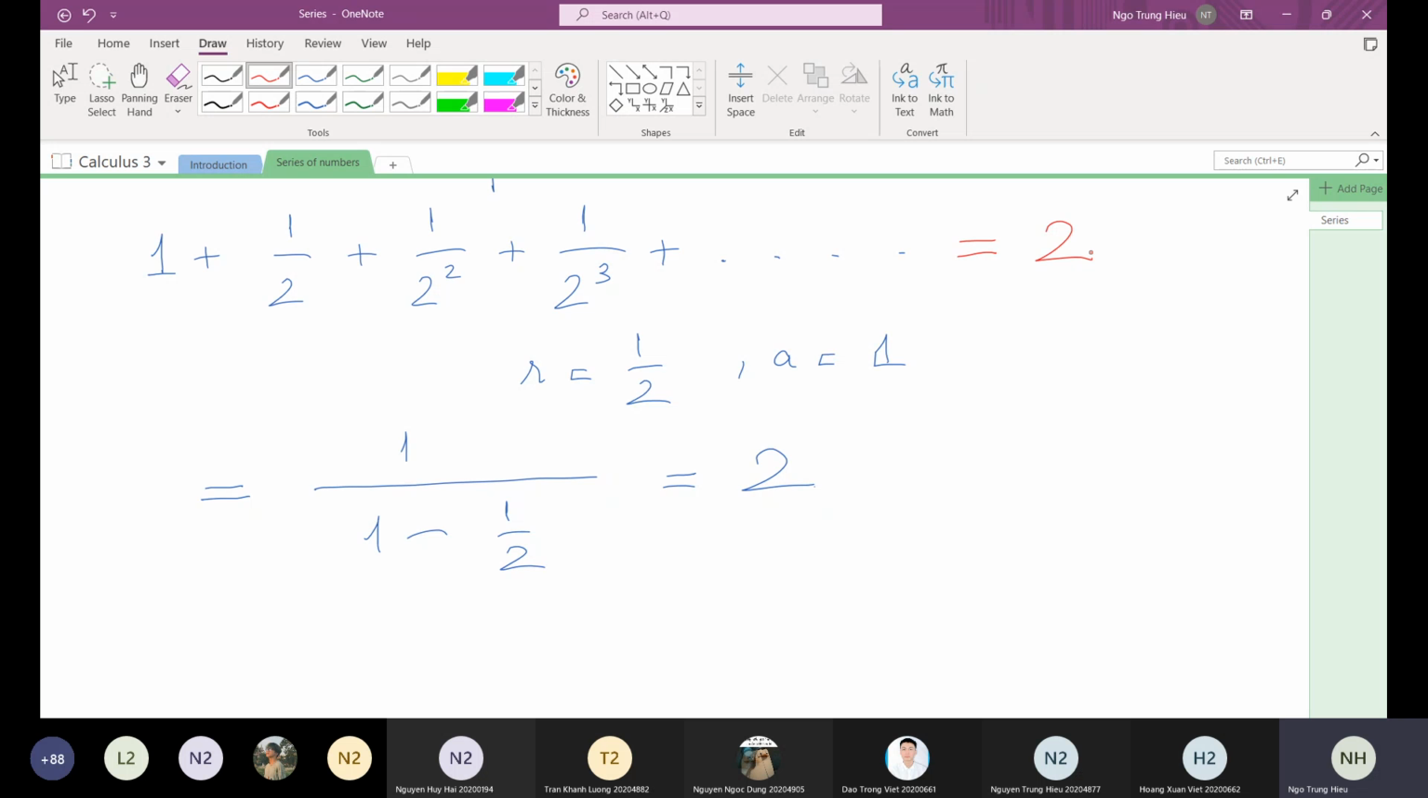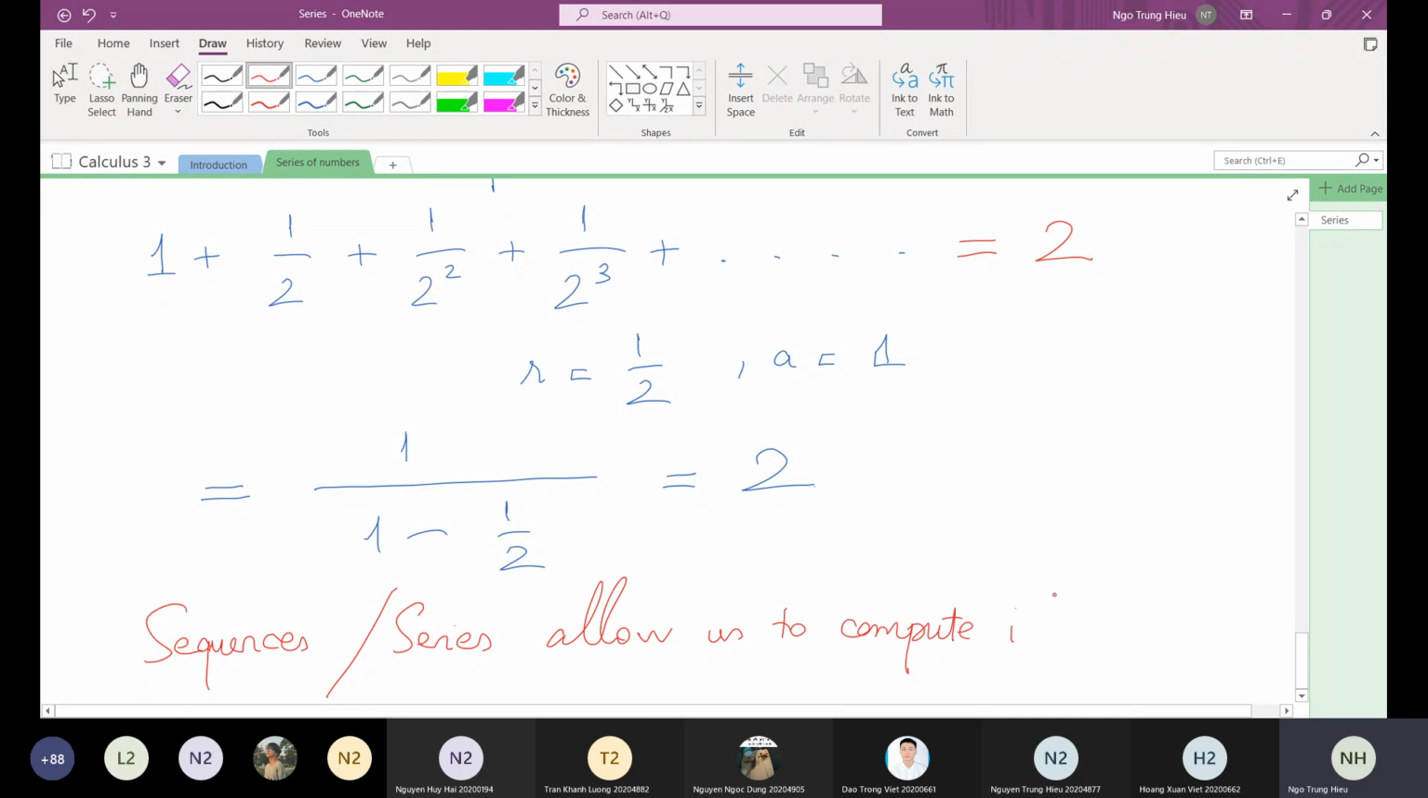You see that our language of sequences and series of partial sums allows us to compute an infinite addition. So you see that mathematics is very interesting. It introduces concepts that allow us to compute things rigorously. So sequences and series allow us to compute infinite additions.